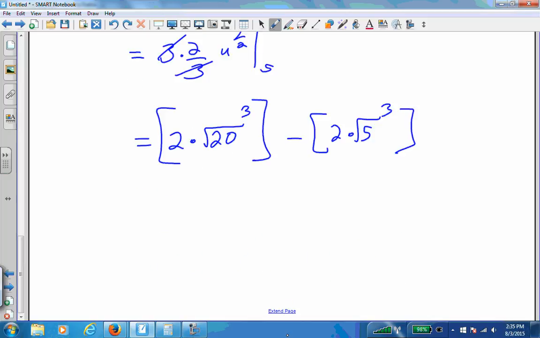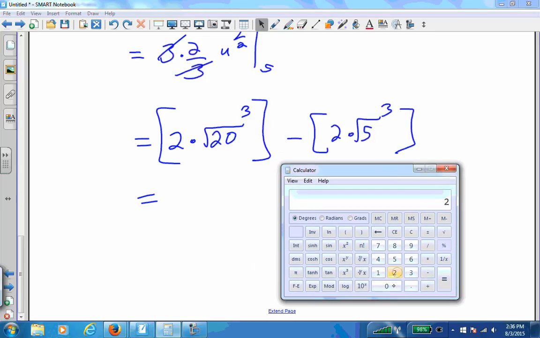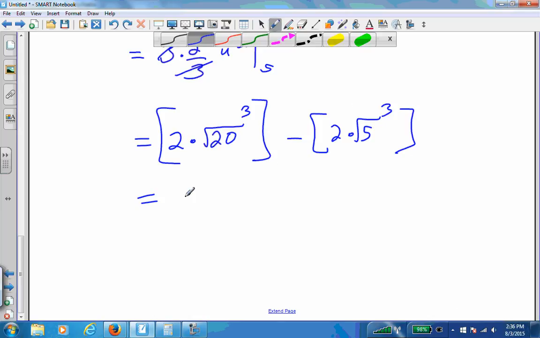Well, turns out 20 and 5, neither one are perfect squares. So if we convert that to a decimal, we've got the square root of 20 cubed times 2 minus the square root of 5 cubed times 2. Is that about 156.5?